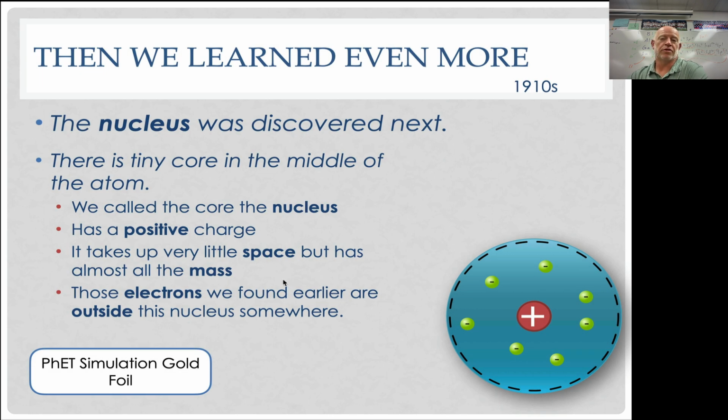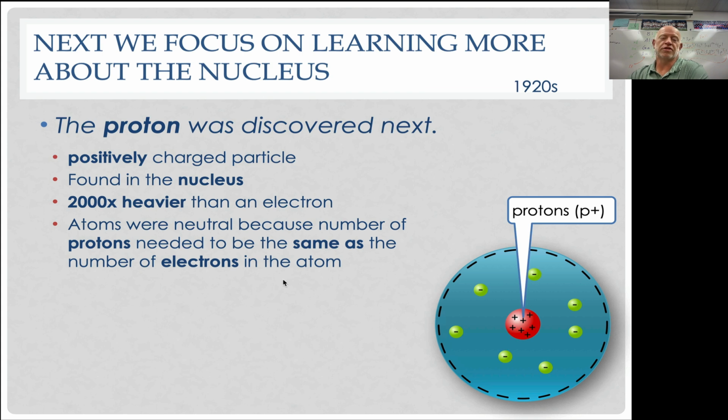Now, after we learn about the nucleus, then we start to focus on that nucleus. So it's like, okay, we have this tiny core. What's inside of there? That's where we found the proton. The proton is this positively charged particle. We did find it inside the nucleus. We found out it was 2,000 times heavier than the electron. So the electron was tiny, tiny, tiny, and the proton has 2,000 times more mass. So it's a gigantic particle compared to the electron.